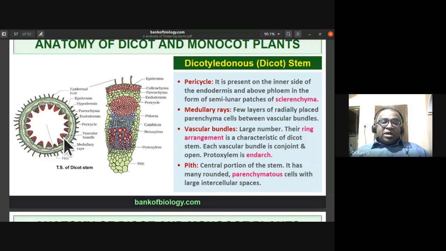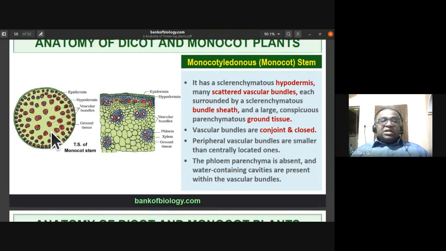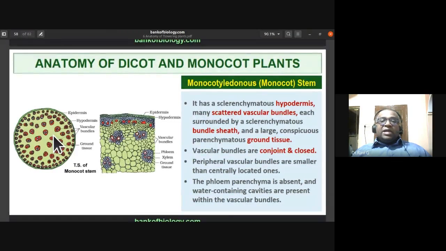So when you are writing, the important points are eustele, vascular bundles are many, and they are conjoint, open type, and endarch. These points you cannot miss. You have to write about them. The pith is the central portion of the stem. It is also made up of parenchymatous cells with large intercellular spaces. So that is the description of the dicotyledonous stem.